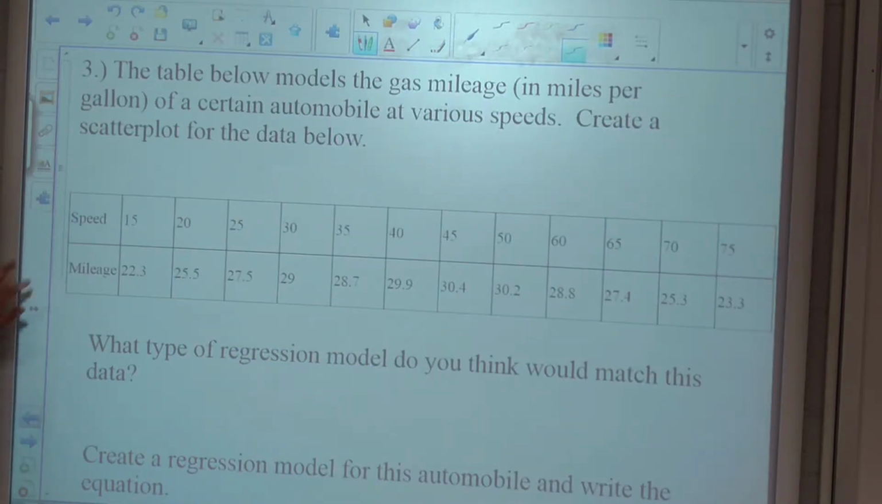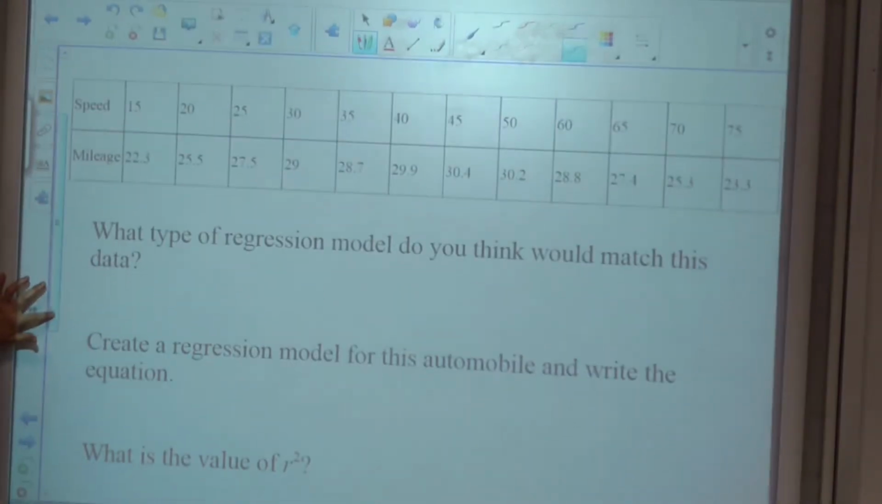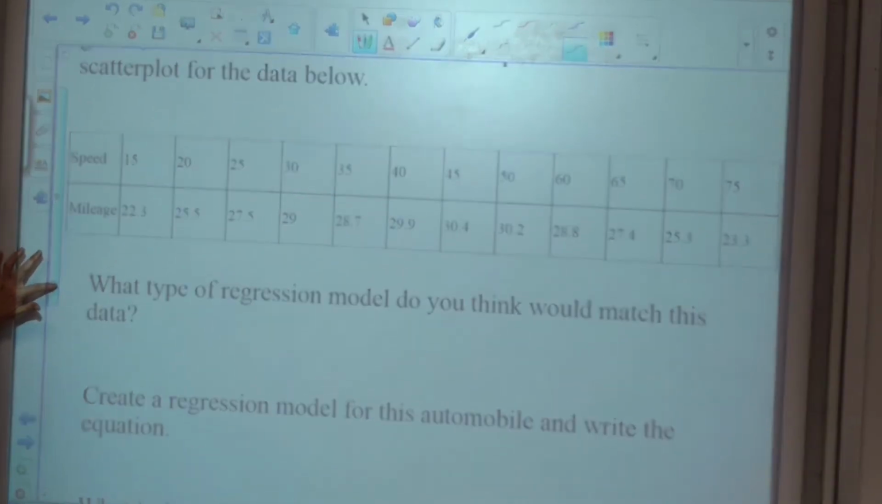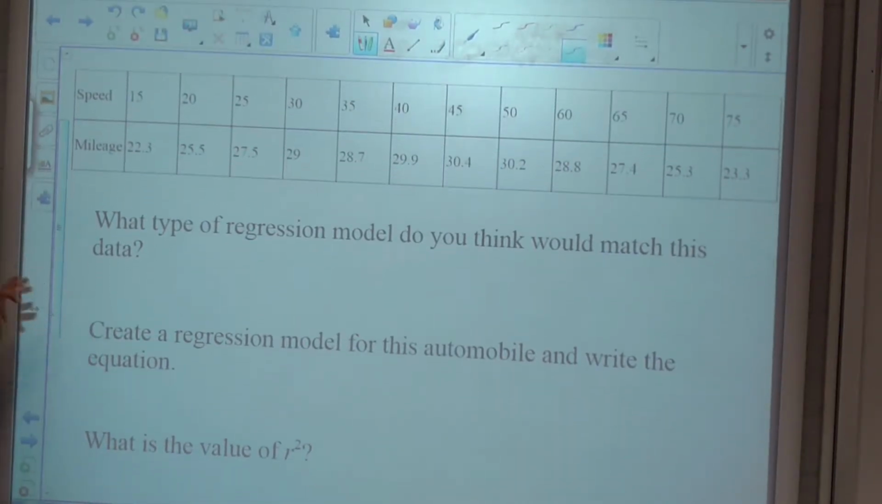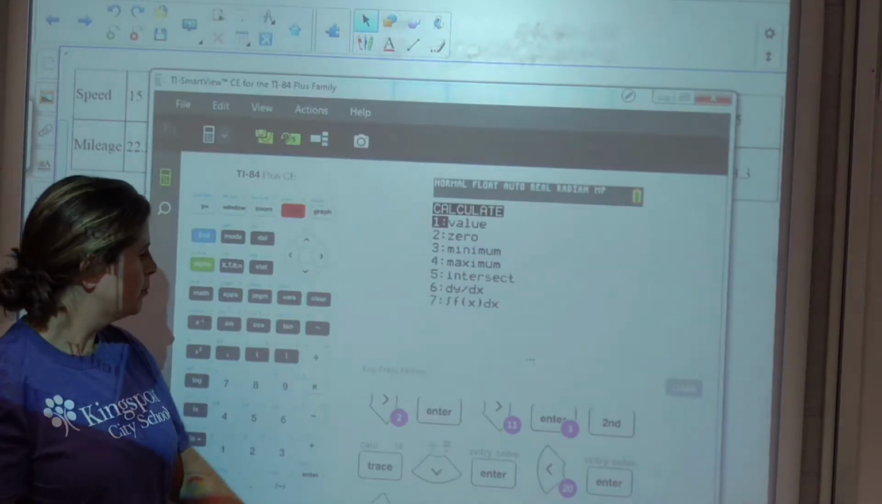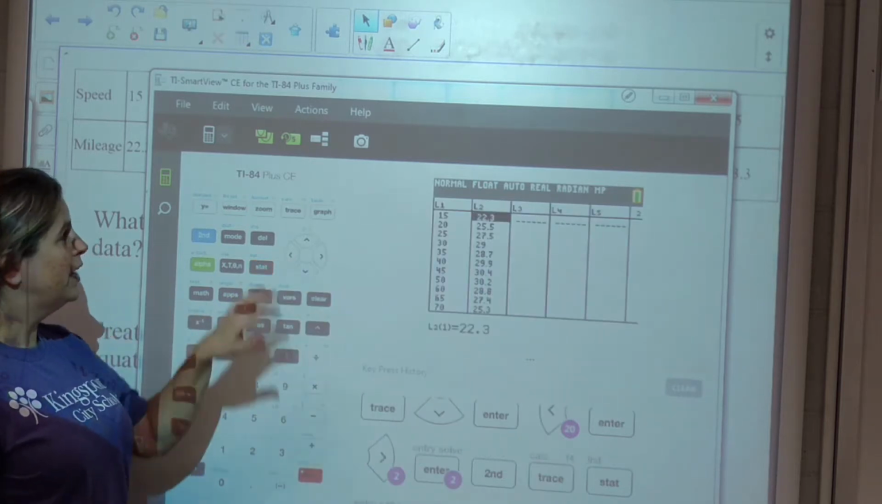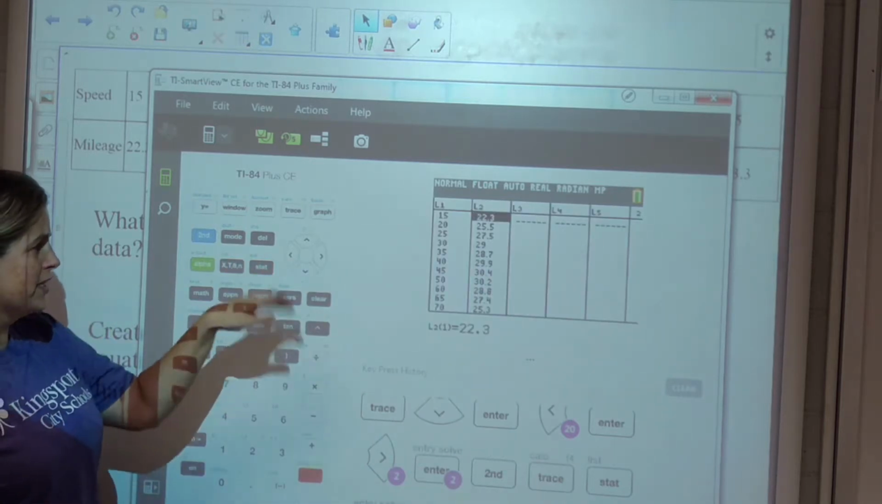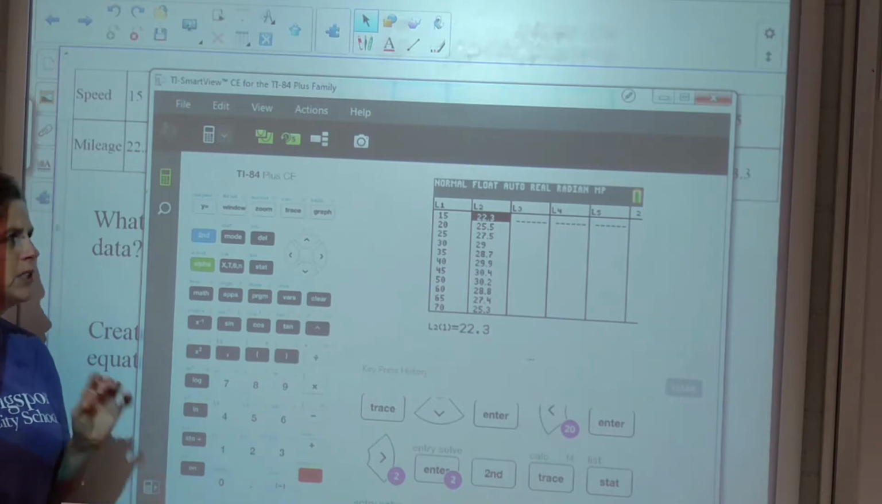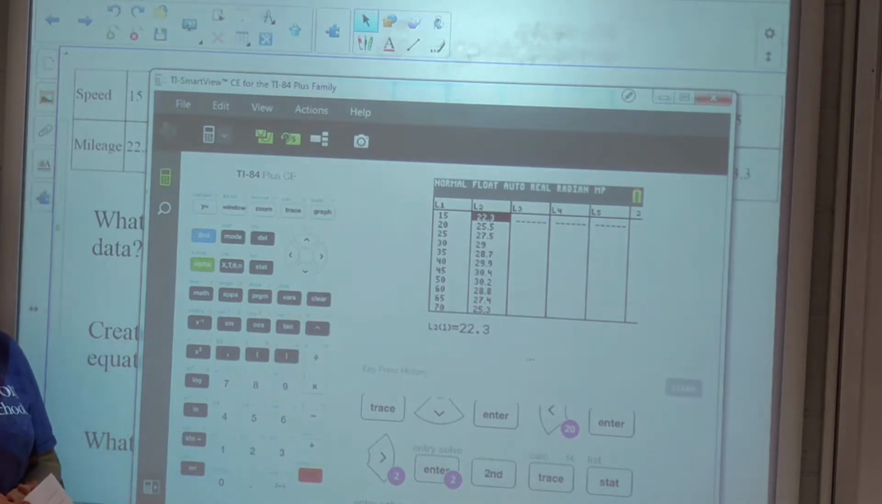And on this one, this one's just a regression. So we're going to put this data into our calculator just like we did for linear problems. So that, remember, is stat, edit, and type your x's and your y's into the 2 columns. If you want to follow along, stop the video for a moment and do that.